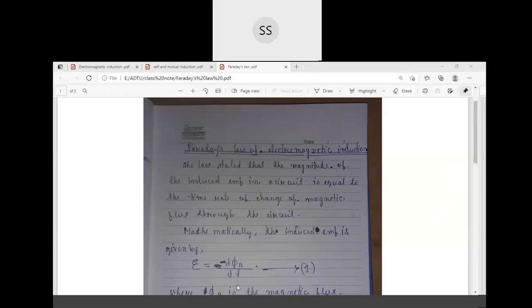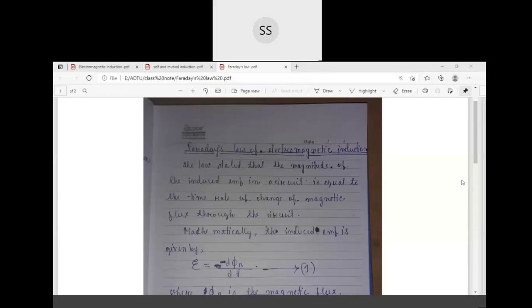Okay. So according to this law, the magnitude of induced EMF in a circuit is equal to the time rate of change of magnetic flux through the circuit. So we know that when the magnetic field changes, then EMF is induced in a closed coil without applying any external voltage. So the definition of magnetic flux is the magnetic lines of force passing through a particular area.